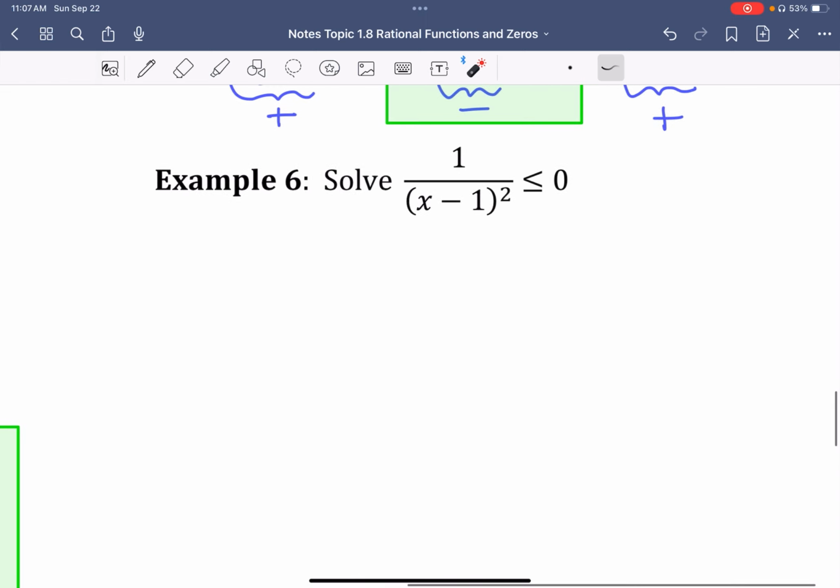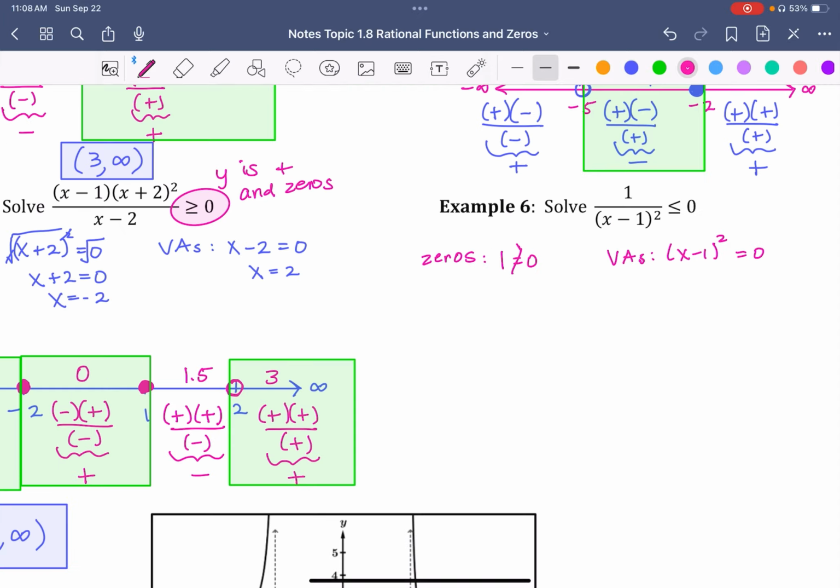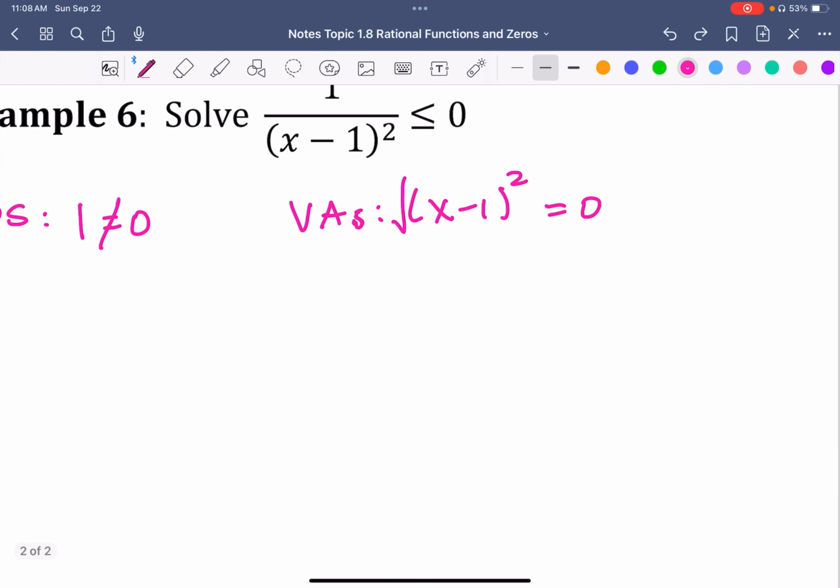Okay, let's try one more example. We're going to find the zeros by setting the numerator equal to 0. Sorry, my pen glitches sometimes. I don't know what it's doing right now. 1 equals 0, and then for the vertical asymptotes, we have x minus 1 squared equals 0. Okay, 1 does not equal 0, so we have no zeros on this question. And for the vertical asymptote, I need to square root the factor so I can get rid of the square. And then we have x minus 1 equals 0, which gives me x is equal to +1.